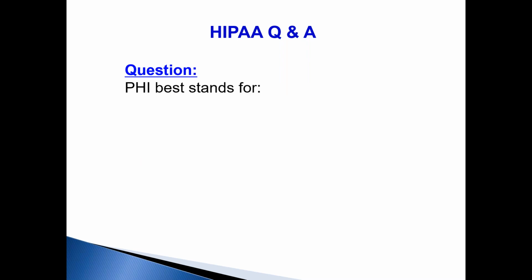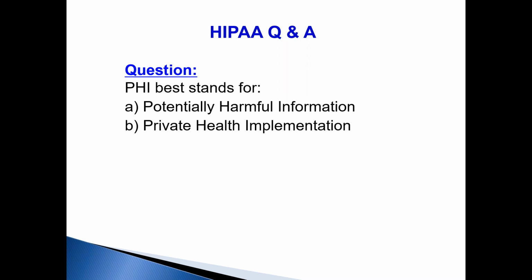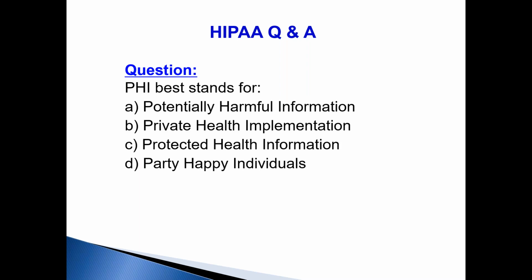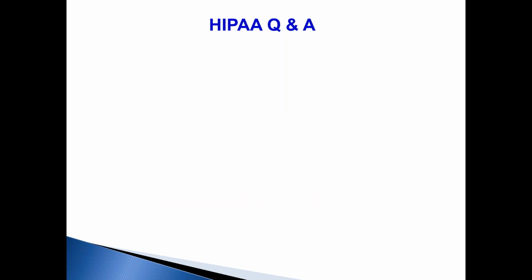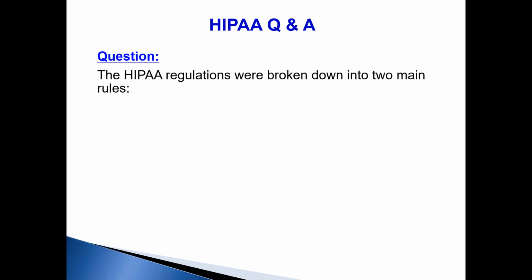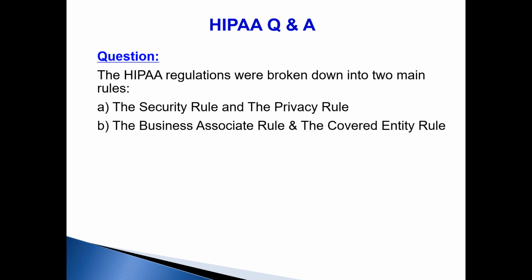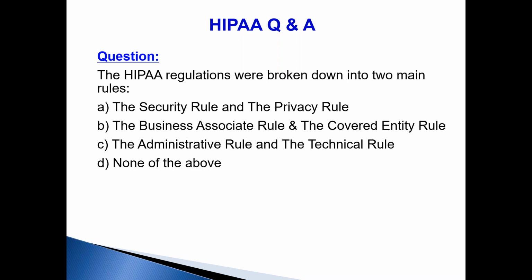PHI, I just mentioned it. PHI stands for potentially harmful information, private health implementation, protected health information, party happy individuals. Protected health information, PHI. You need to protect patients' PHI. The HIPAA regulations were broken down into two main rules: security and privacy, business associate and covered entity, administrative rule and technical rule, or none of the above. What do you think? It's security and privacy.